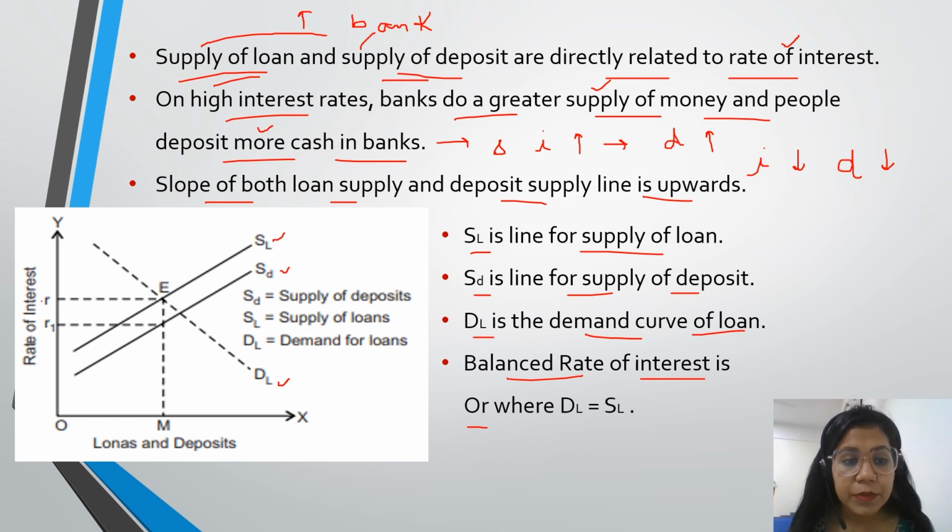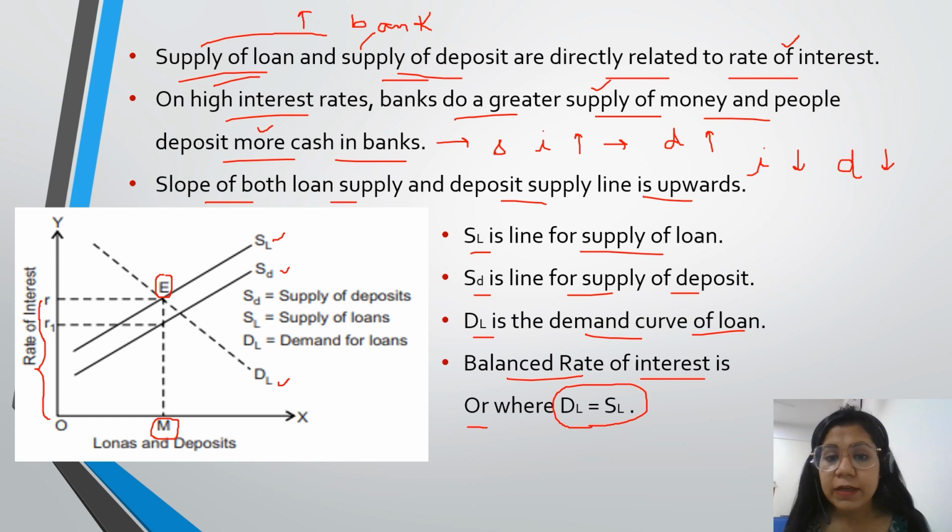The balanced rate of interest is OR. This is the balanced rate of interest where the demand for loans is equal to the supply of loans. And this point E will give me my equilibrium point where I get the balanced rate of interest. And this M is the amount of loans and the deposits that will be supplied and demanded in the market at the balanced rate of interest, or we can say at equilibrium. So you can see in this diagram that point E is the point of equilibrium.